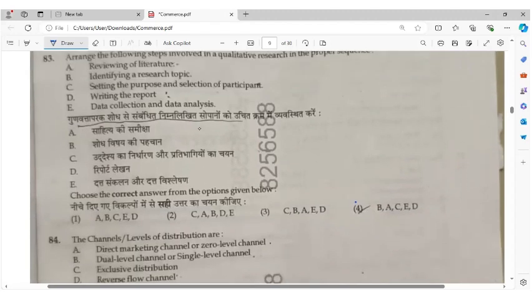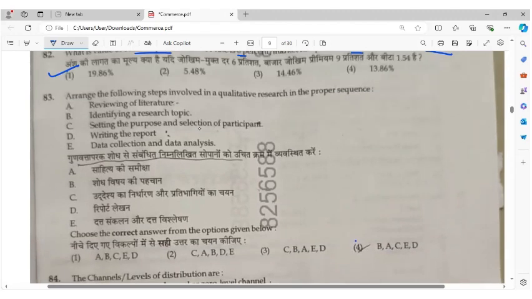Okay, so now the next question, the 83rd question: arrange the following steps involved in qualitative research in the proper sequence. You know, we have already discussed that the first thing we have to do is identify the research topic, and the last thing we do is write the report. So A, B, and the last one is D. You can easily answer this kind of question. The identification of the research topic is the first thing, and in the last you prepare your report. So option number four is right over here.